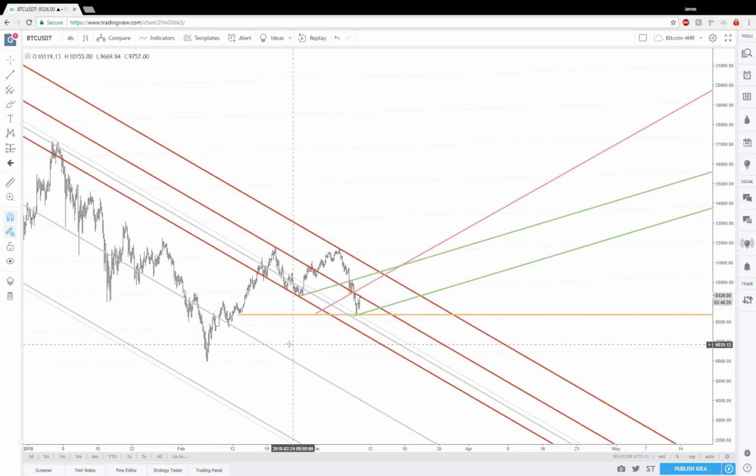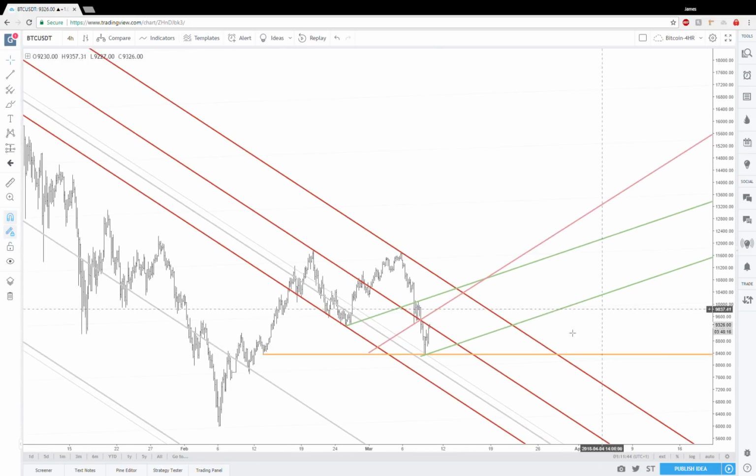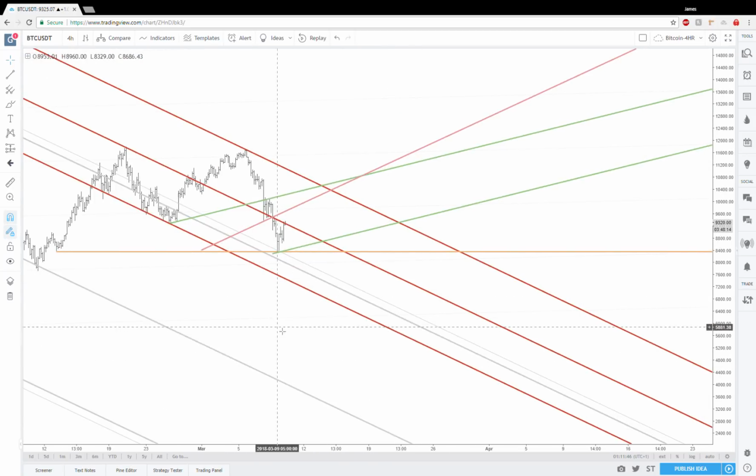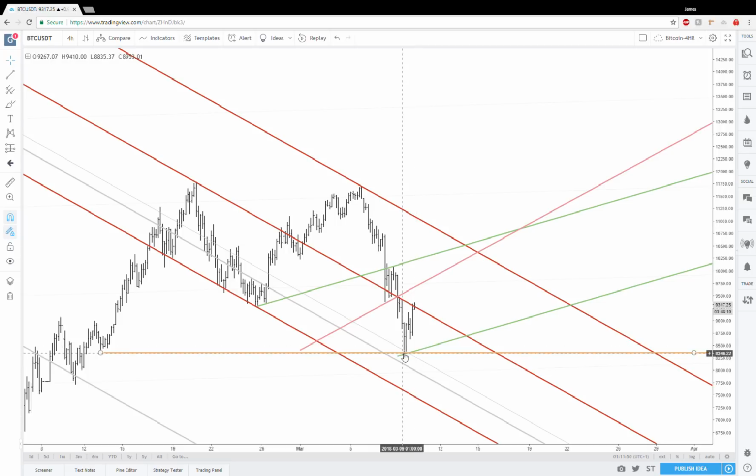So now let's go ahead and zoom in. We have the gray lines that you see here. The gray lines represent the old downtrend. And as you can see, I talked about this in my prior video that we could hit this area and bounce off of it, and that's exactly what we did. We used it as a springboard.